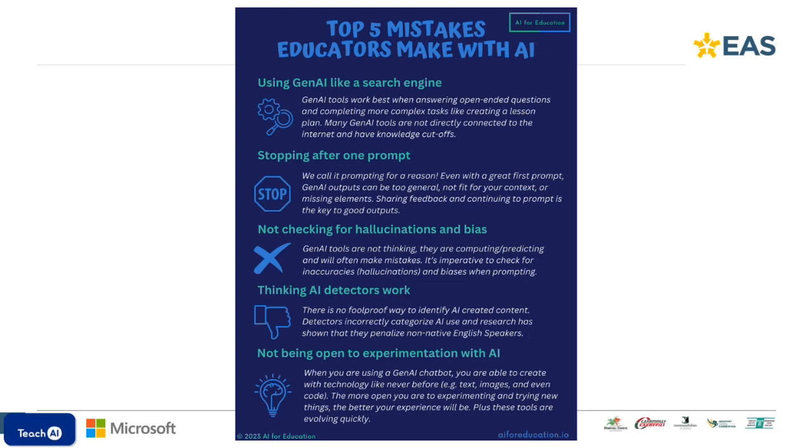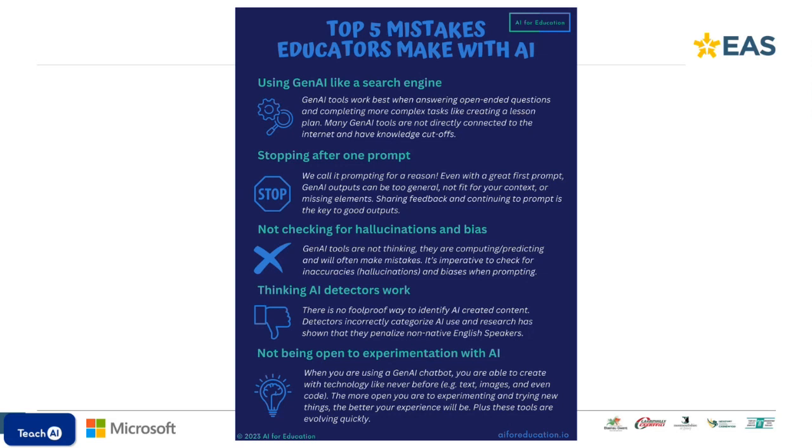Now, the top 5, as you can see there, so using Gen AI like a search engine. Okay, so just asking an open-ended question and not really having much connection between what they're asking. Stopping after one prompt. So they just put in a prompt, they get a response, and then they leave it. They don't actually then modify and change that to fit your context and to really give you an effective output. People don't check for hallucinations or bias. So it is imperative to check for those inaccuracies, which are called hallucinations, and biases as well.